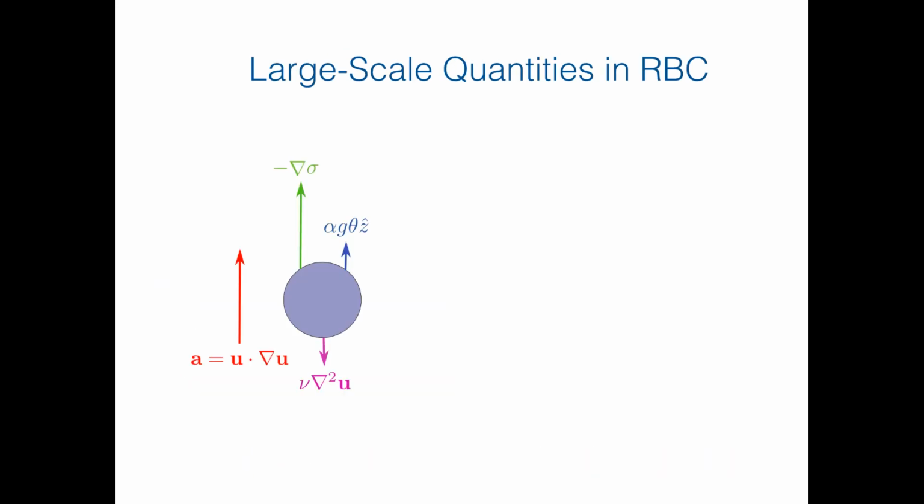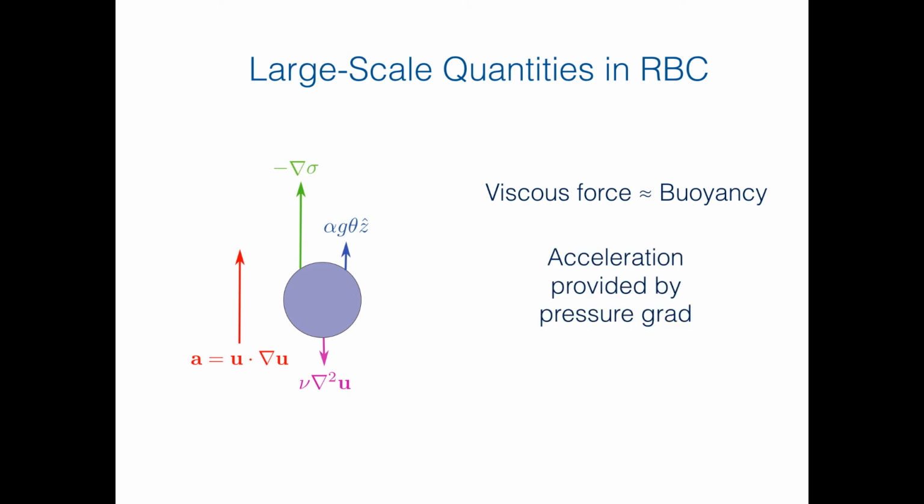The RMS values of RBC terms show interesting features. For example, the viscous term and buoyancy term nearly balance each other. Hence, acceleration is essentially provided by the pressure gradient. Again, similar to 3D hydrodynamic turbulence.